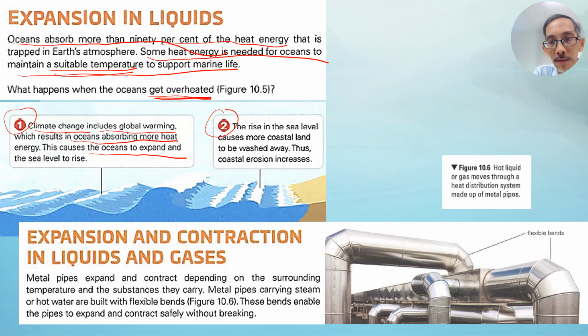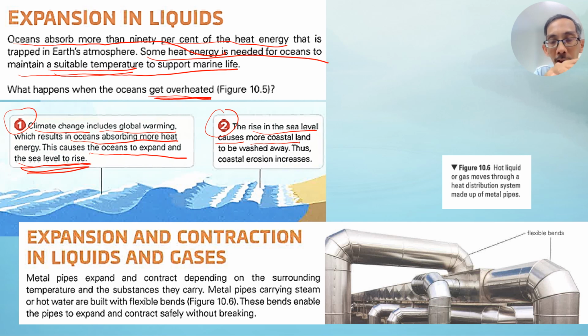And what's the consequence, or what's the result of this expansion? There's no need to think too much. The sea level will increase. So when the sea level increases, is it a good thing or a bad thing? Especially in a country like Singapore, where we are surrounded by the sea. So when the sea level increases, what happens to the coastal part? The coast will be submerged, right?